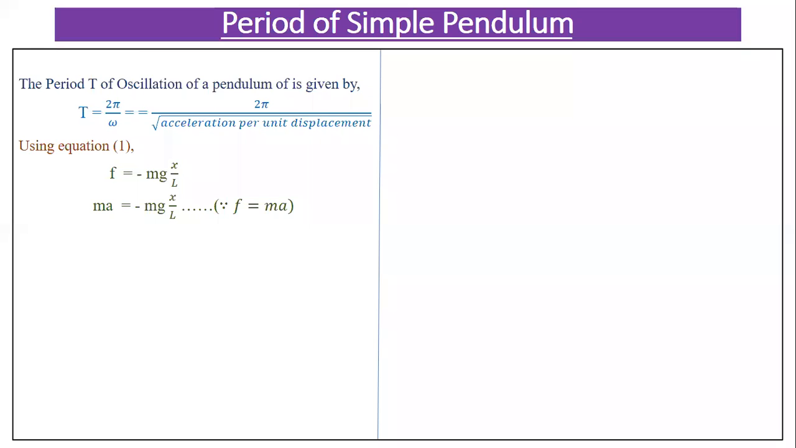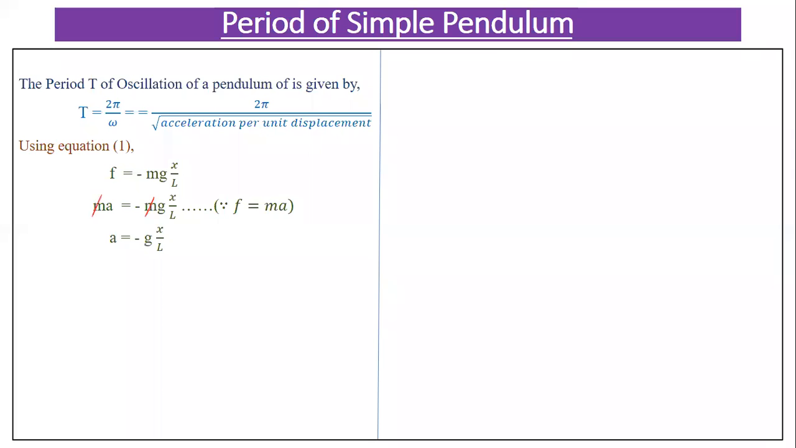ma is equal to, you know that F is equal to ma, so ma is equal to minus mg into x by L. Now this m and this m get cancelled. We get acceleration is equal to minus g into x by L. This is the formula of acceleration we get.